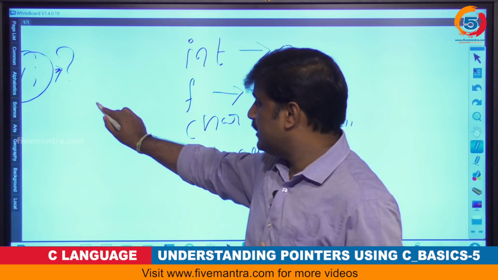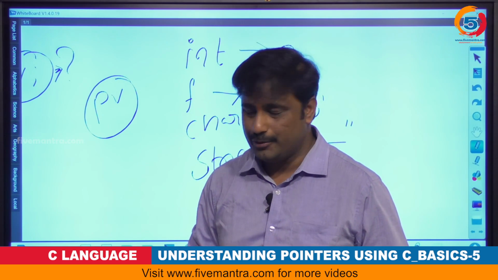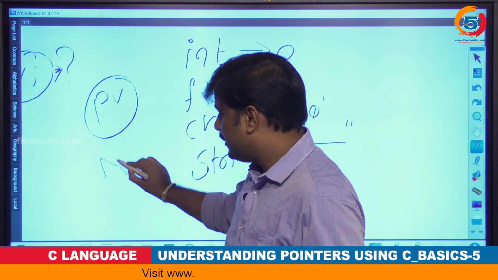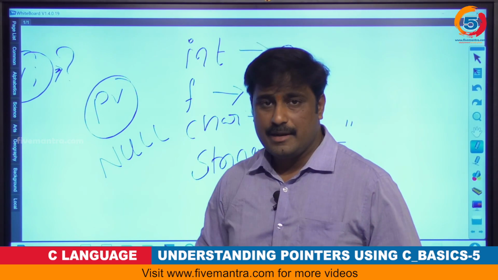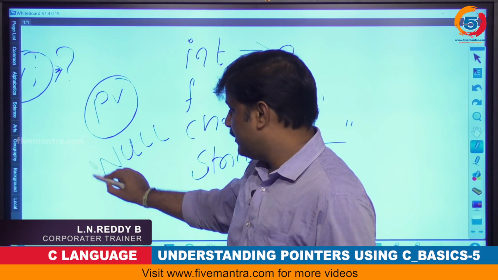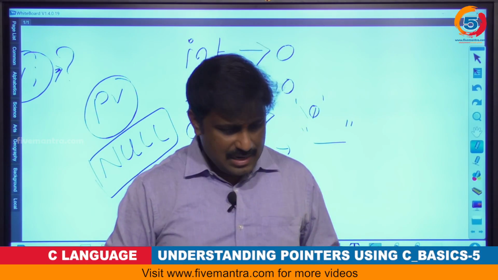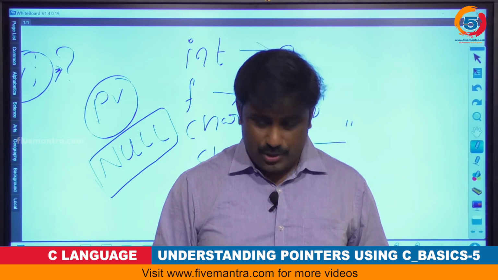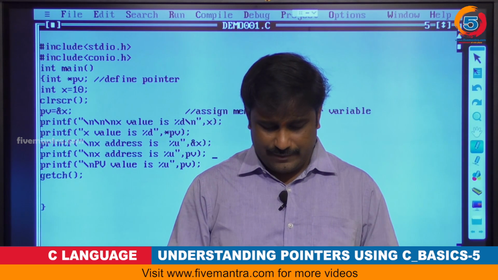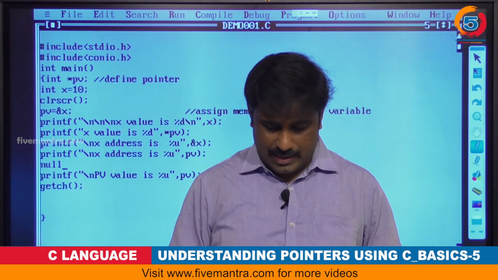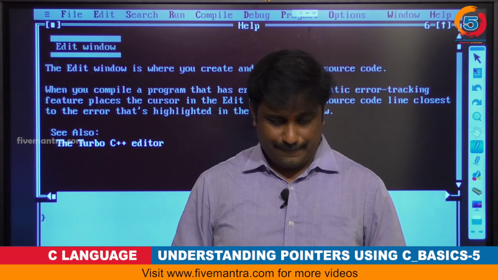Then what about the pointer variable? If I have a pointer variable, what is the default value? The default value of a pointer variable is nothing but NULL. Null means nothing. Now, to see what the null value is, I'll write NULL in any C editor, where you have some help. Just press F1 and you will get some idea.